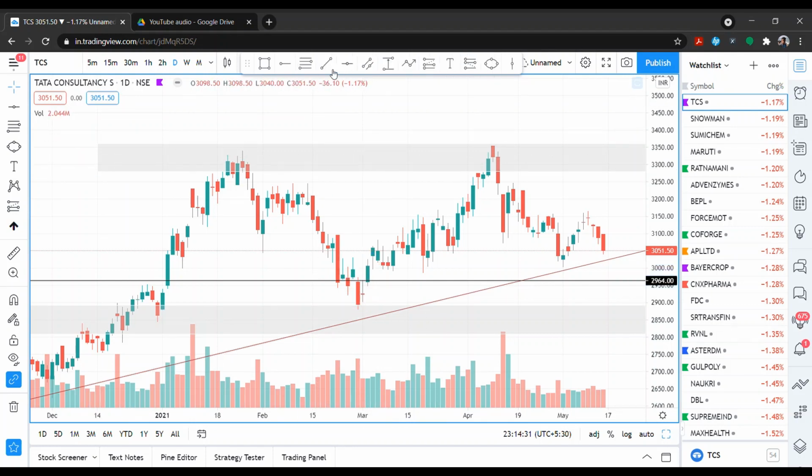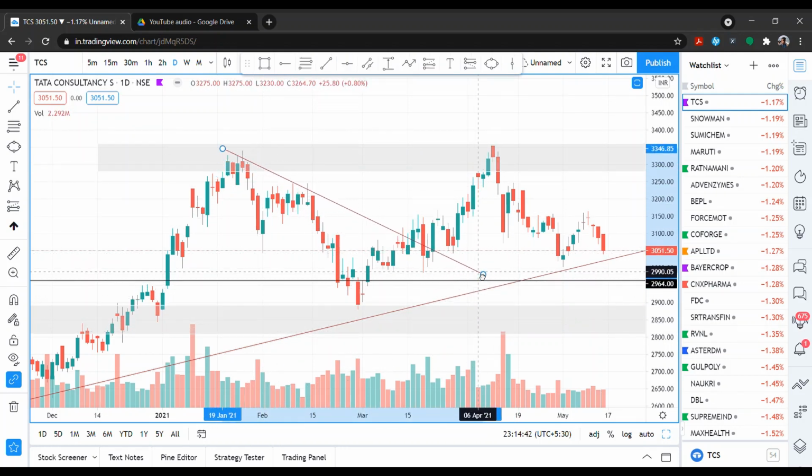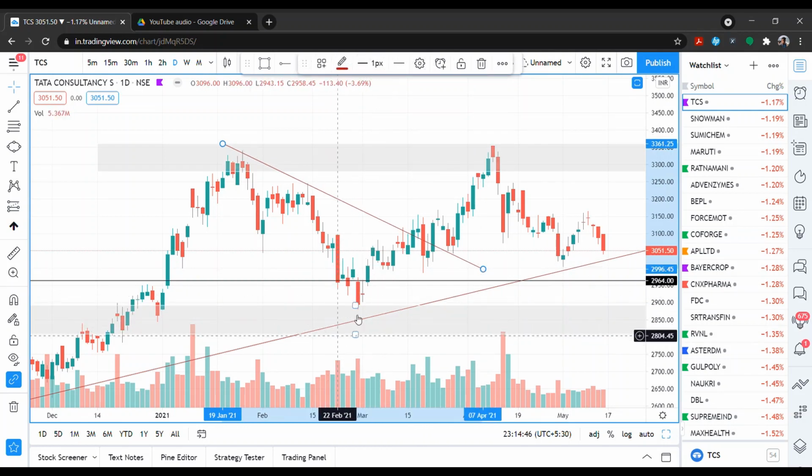Or you could put a short-term trend line like this, but this trend line is kind of wide for me. If it comes kind of like this, then I will consider the trend line. Otherwise, this is more than enough. This candlestick pattern is more than enough.